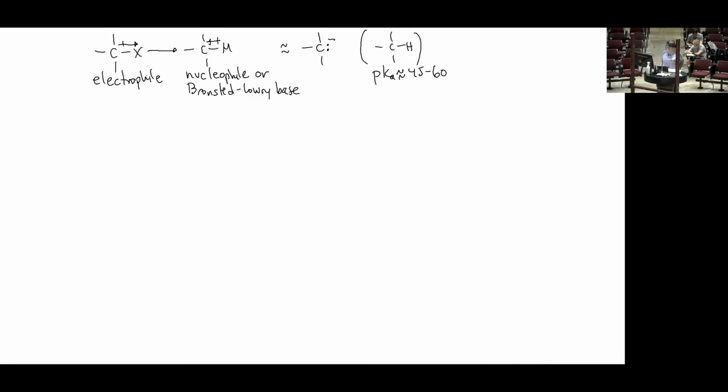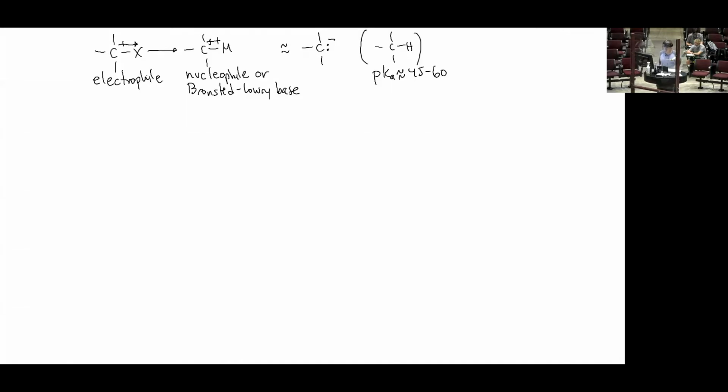One is another characteristic reactivity of alkyl halides, which is they can be converted into what are called organometallic reagents. So they're going to be species with a carbon-metal bond. And yes, those are a thing.